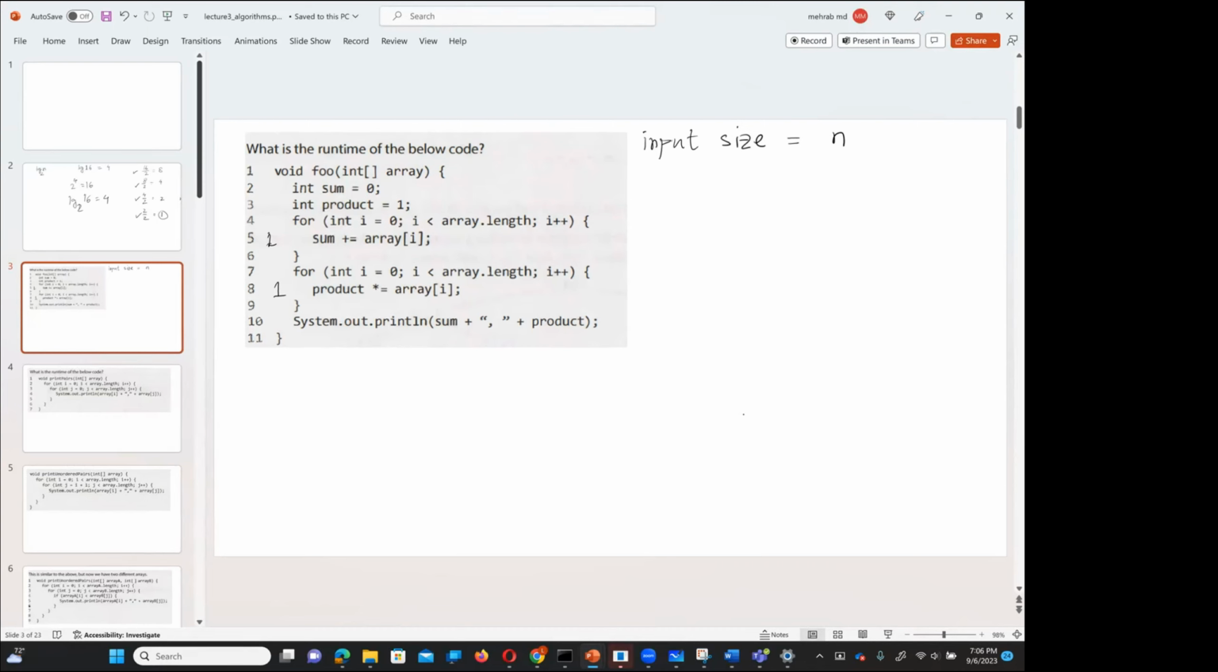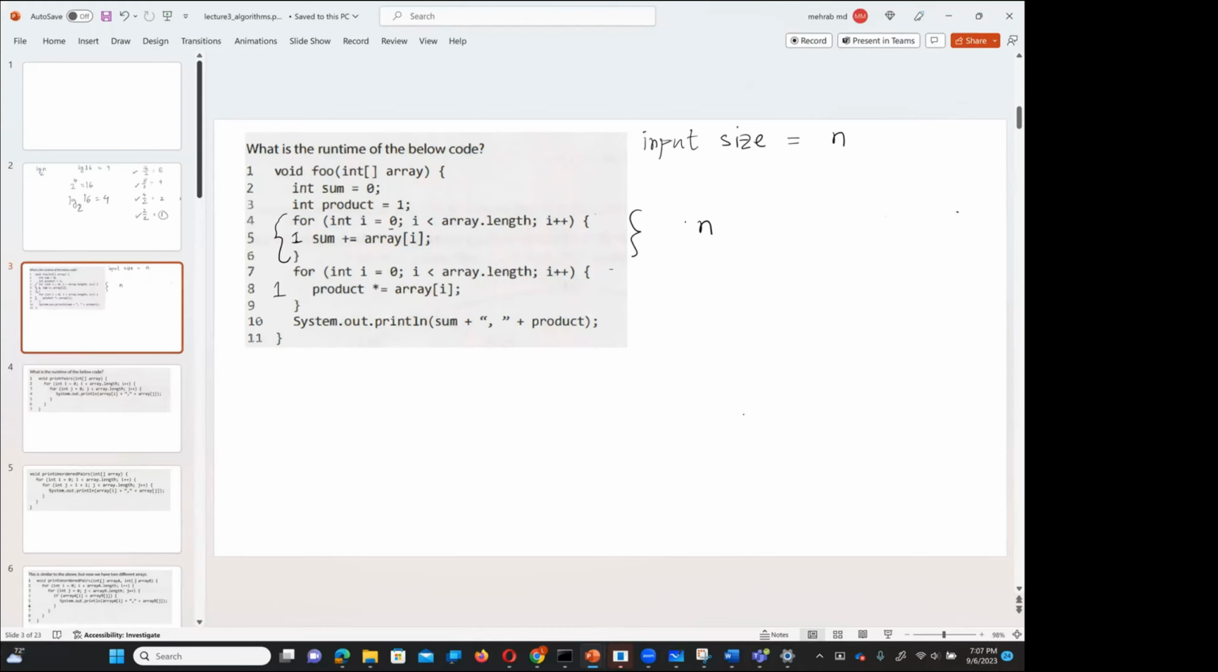Input size is n. So in the first for loop, there is one operation happening each time, but how many times will this for loop run? Actually, it will run n times because it starts from zero, and the length of the array is n, so it will run until the value of i is n minus 1. So from 0 to n minus 1, n times, right? So in n times, how many total operations will there be? Each time there is one operation, so n times means n into 1 operations. So the total number of operations in this first for loop is n.